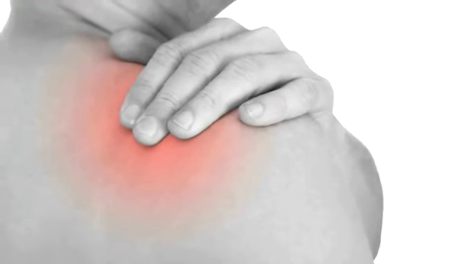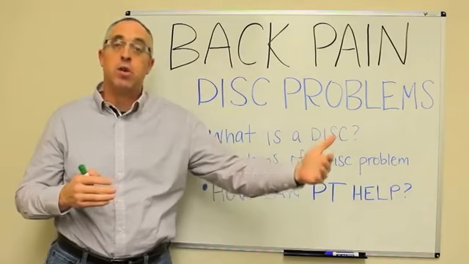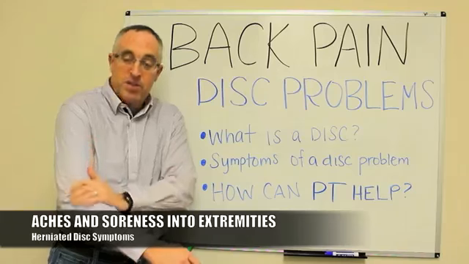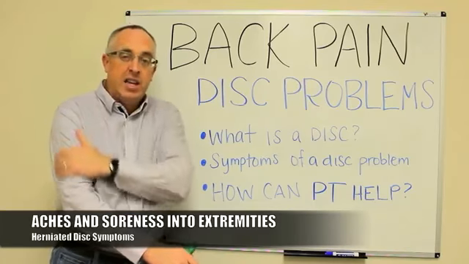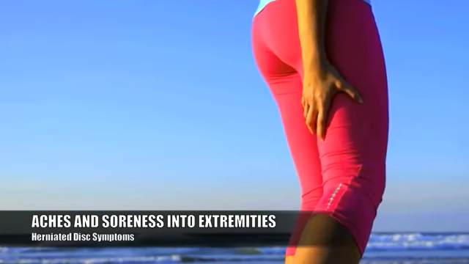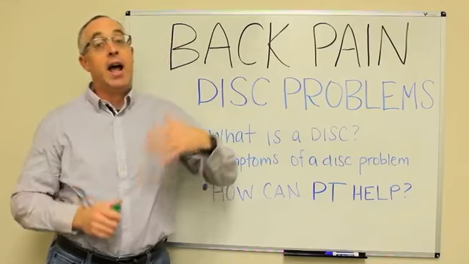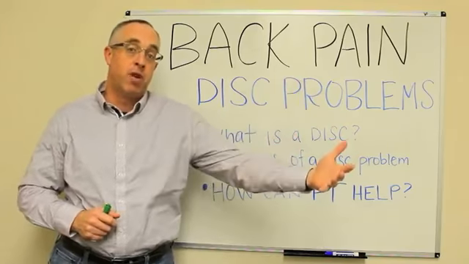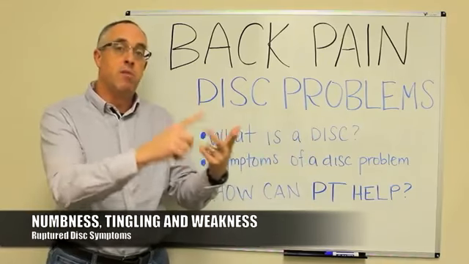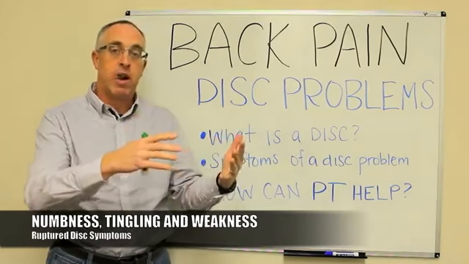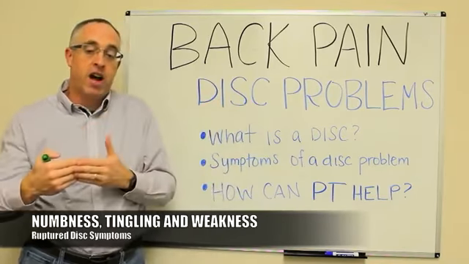As it progresses and now the fluid starts leaking out a little bit with that herniated disc, I'm going to start to get some symptoms down into my arm, this achiness, this soreness, or down into my leg, this achiness, this soreness, or this pain that kind of radiates around my trunk. And as it progresses even further and becomes a ruptured disc, that's when you start to get the numbness, the tingling, the weakness, etc. So again, that's a progression of how things go.